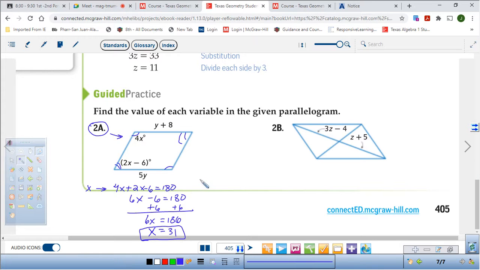Okay, let's go and try y. When we solve for y, okay, so this is referring to a side length, and our side lengths are equal to each other. So now, basically, that's it. We're going to go ahead and go with y plus 8 is equal to 5y. Let me see, minus y, move the smaller y's, 8 is equal to 4y. Divided by 4, divided by 4, y is equal to 2.